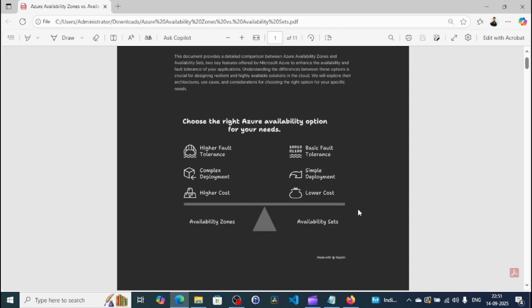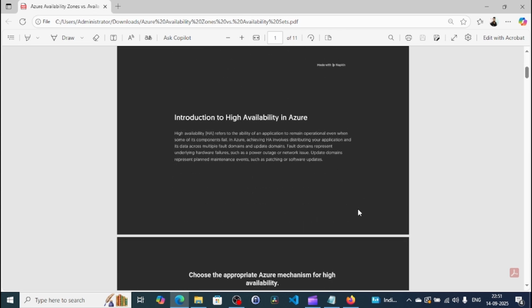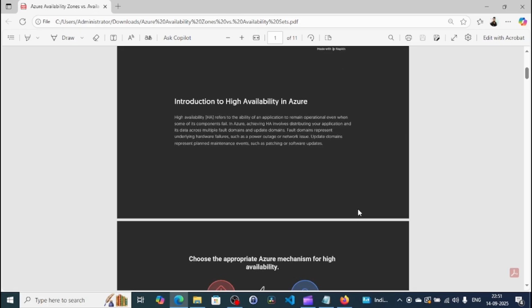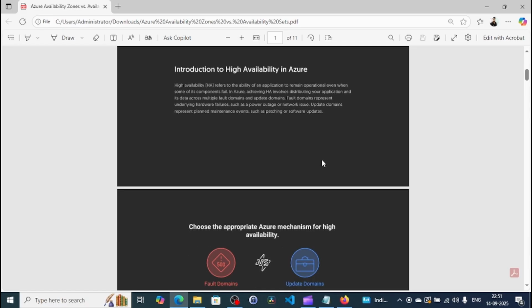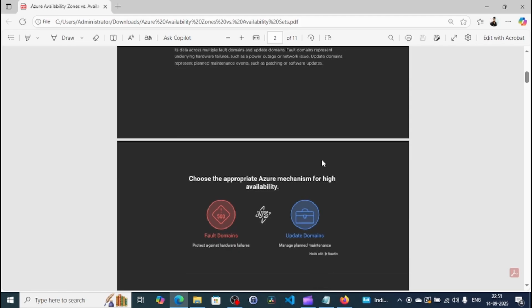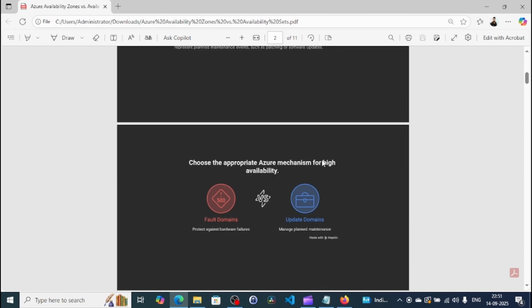Now, let's first understand what high availability means. High availability simply means keeping your application running even when failures occur. In Azure, this is achieved through two main concepts, and that is, first, fault domains. Think of them as different physical racks inside a data center. Each rack has its own servers, power, and network. If one rack fails, VMs in other racks keep running.